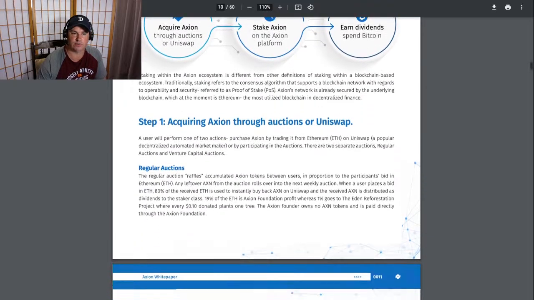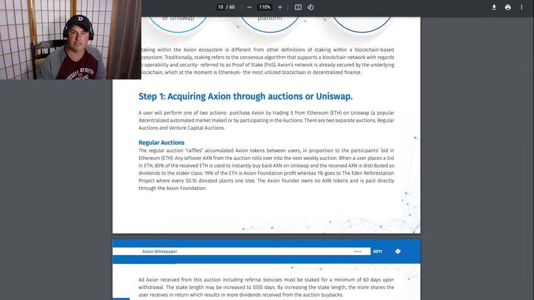So that's good to know as well. So step 1, acquiring Axion through auctions or Uniswap. A user will perform 1 or 2 actions: purchasing Axion by trading it from Ethereum on the Uniswap, a popular decentralized automated market maker, or by participating in the auctions. Now the auctions actually sit on the Axion staking platform, which is connected to the Ethereum blockchain. There are 2 separate auctions, regular auctions and venture capital auctions.